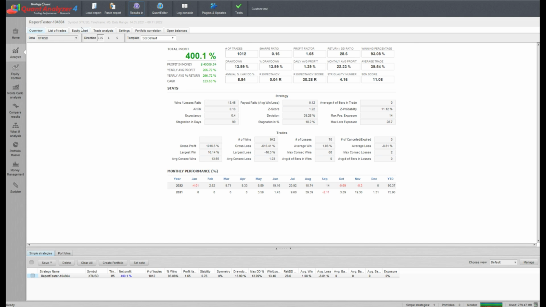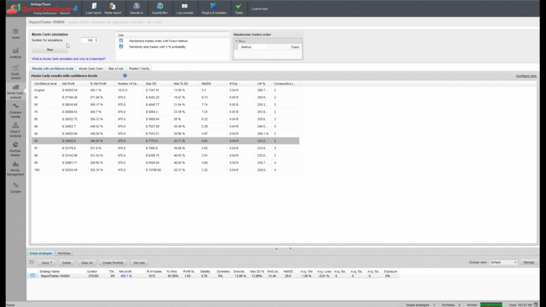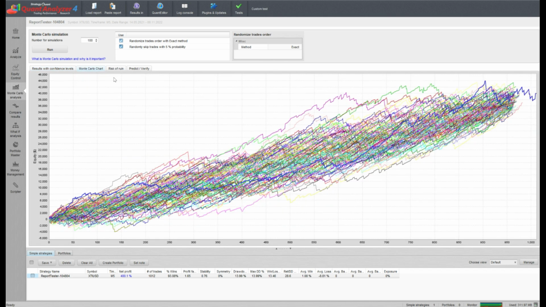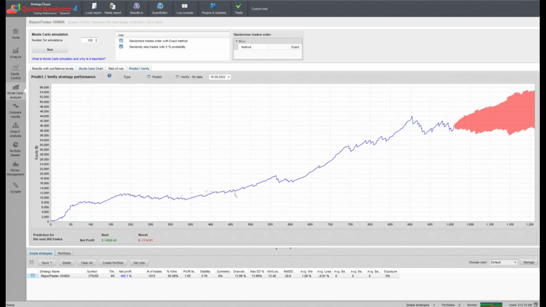Now, if I go back to the Monte Carlo analysis, I want to show you something. If you look at this, you can see all the statistics which it actually ran through. You can see 100 of them, and you can see how the equity curve is going, still the same as what we would expect from the initial test. If you look at the predict and verify, it shows you where your data stops and what you can expect these equity curves to look like if you keep running the system.